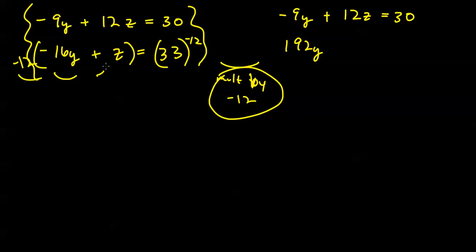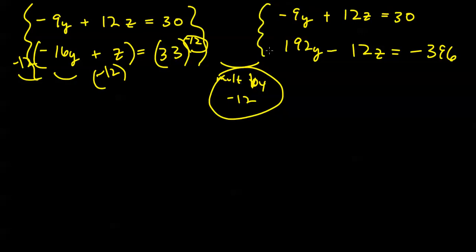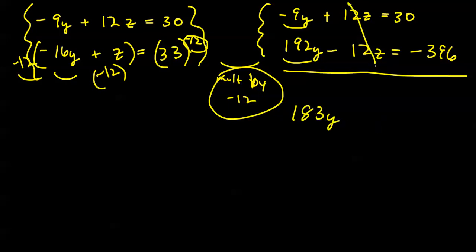Now negative 12 times z is going to be negative 12z, and that's just what I want. And negative 12 on the right times 33 gives me a minus 396. Alright, so multiplying the bottom equation through by minus 12 gives me this result. I can now add these equations to eliminate z and then hopefully solve for y. Minus 9y plus 192y is 183y. Don't panic. The z's cancel out, and 30 minus 396 gives me a minus 366.